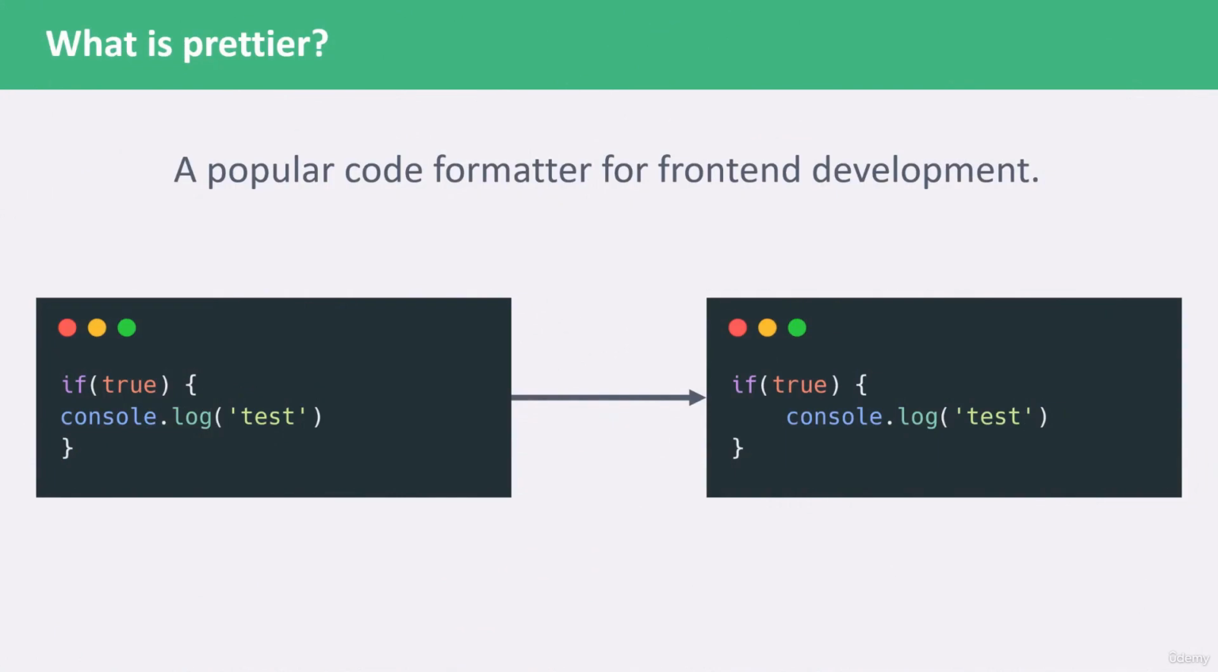Take a look at this example. On the left, the console statement is not indented. Prettier can fix formatting issues like this example. On the right, it'll properly indent the line of code for us. We can add consistent formatting to our projects with Prettier.